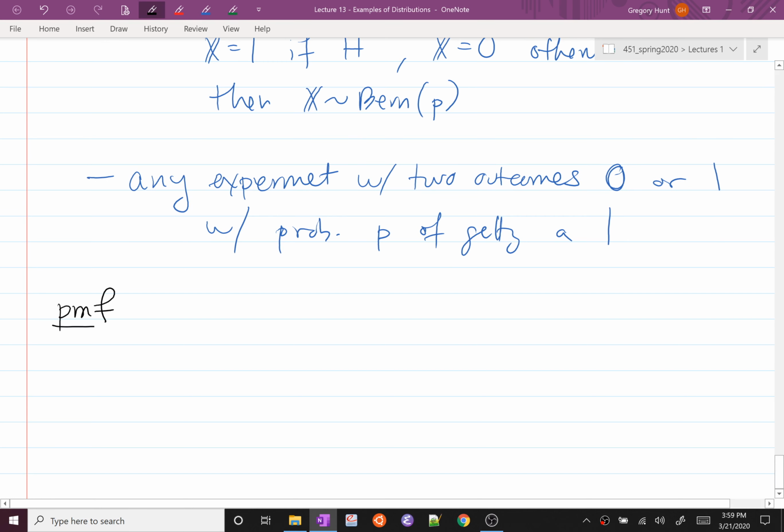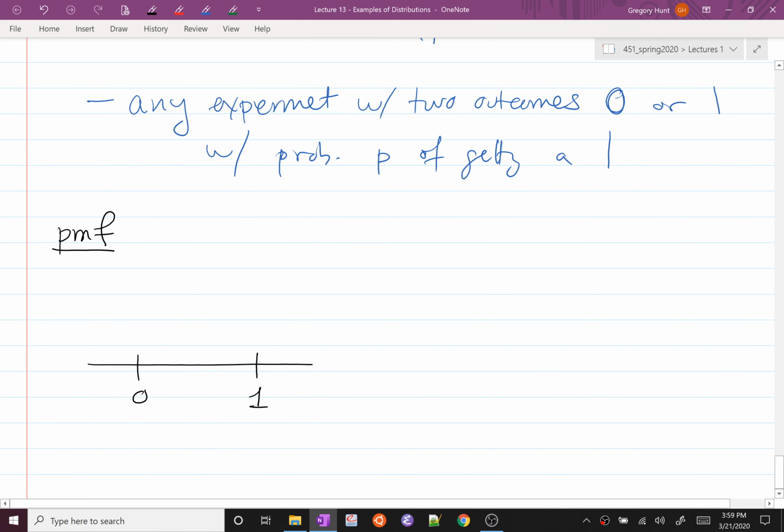So this is very simple to draw the PMF. This is a discrete distribution. It's just 0, 1, two values, discrete. The PMF in this case, our support is 0 or 1. The probability of getting a 1 is p, and the probability of getting a 0 correspondingly has to be 1 minus p. So this is my PMF, little f of x.